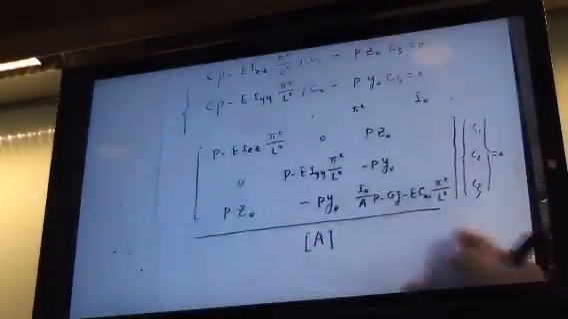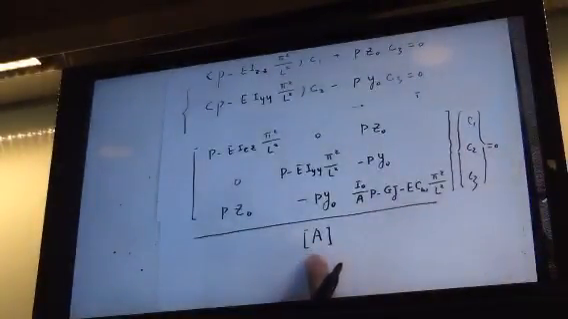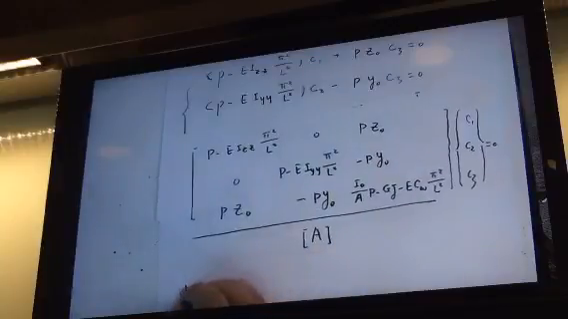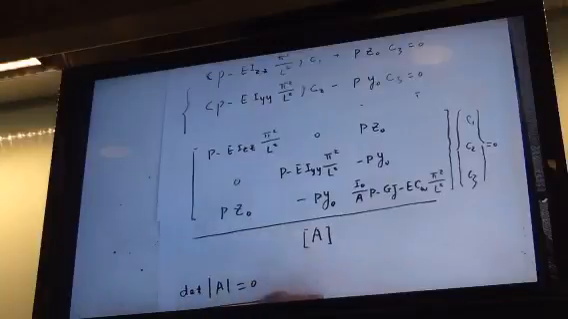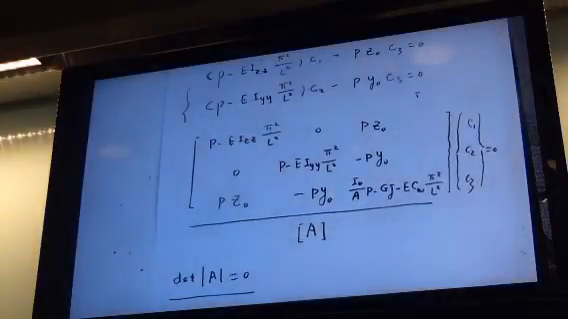So now the determinant of this coefficient matrix needs to be 0, sorry. Because this vector is non-zero, something times a non-zero vector gives 0, which means the determinant of the coefficient matrix A has to be 0.